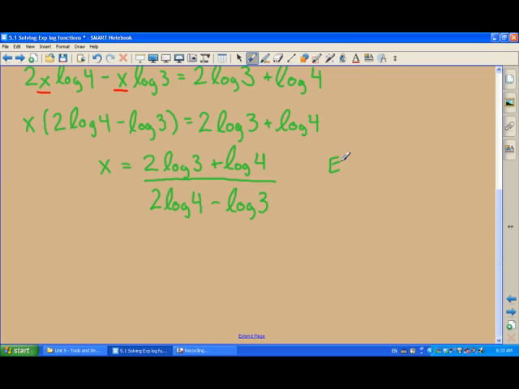This is my exact answer, and we prefer keeping our answers in exact form. But if the question asked me to, I could find an approximate answer, say to 2 decimal places. By plugging this into my calculator, my approximate answer would be about 2.14.